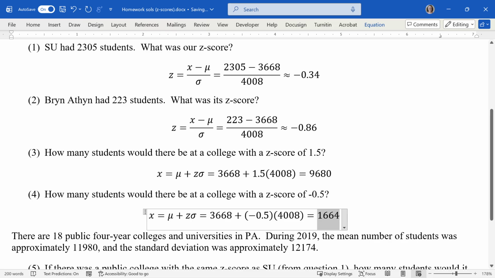This should make sense as an answer because SU had the z-score of negative 0.34, and Bryn Athyn had negative 0.86. Negative 0.5 is between those two, and this answer is between the number of students at these two colleges. So the size of it should make sense. If you get something weird like 16,000 or something, then you know you did something wrong. That's the good thing about plugging these numbers into the calculator: you can check your own work and see if it makes sense.